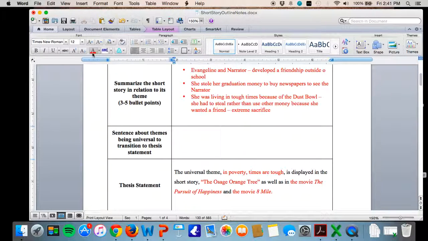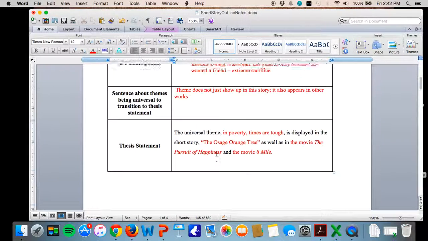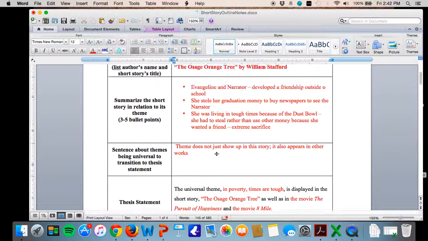You can use a form of this in your paper if you like. Really, what we're going to say, we're going to have a sentence that says theme does not just show up in this story. It also appears in other works or other forms of literature, something along those lines that's going to help us transition into our thesis statement.